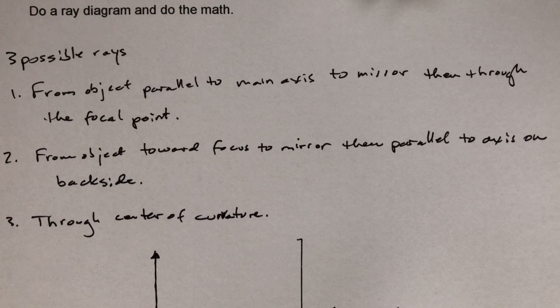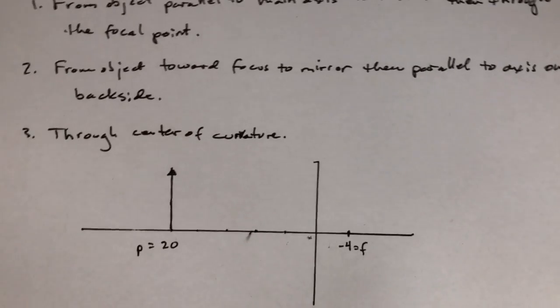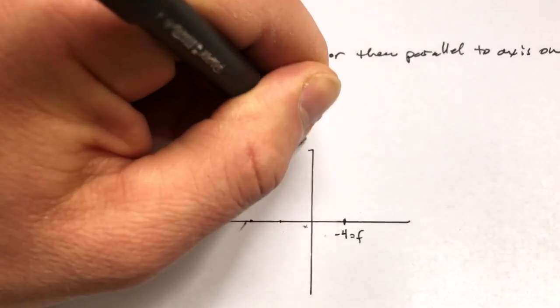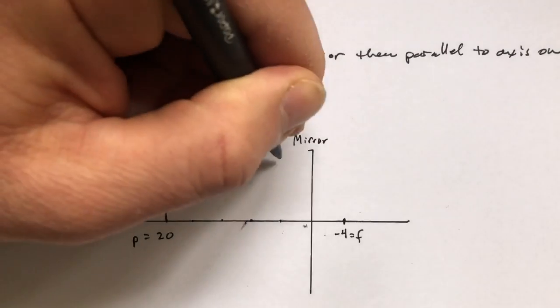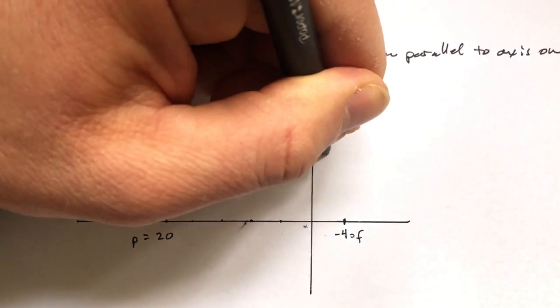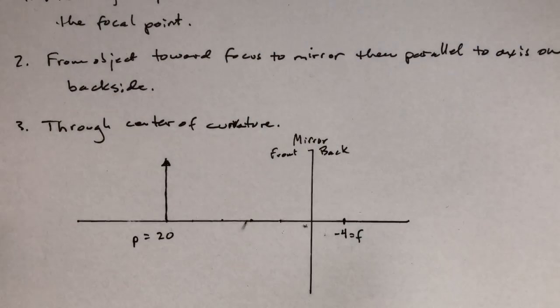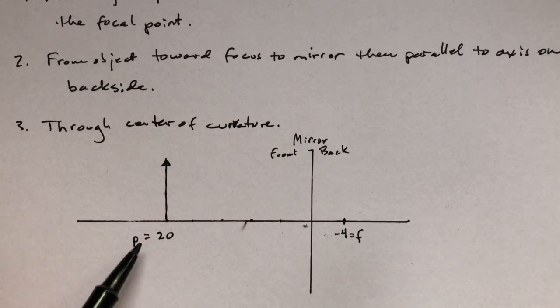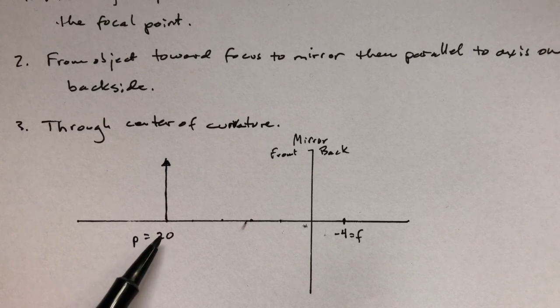Now, in reality, you only ever have to draw 2 rays. You don't have to do all 3 because you're just looking for a point where they intersect, and that's where the top of your image is going to be. So let's go ahead and take a look here. I drew a picture, and so this right here is the mirror. And this is the front side where all us real people live. This is the back side. This is where virtual images exist. Okay, this side is negative. I've got -4 for the focal point, and this is P, the object distance at 20.